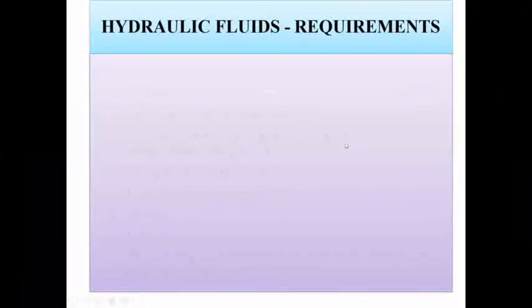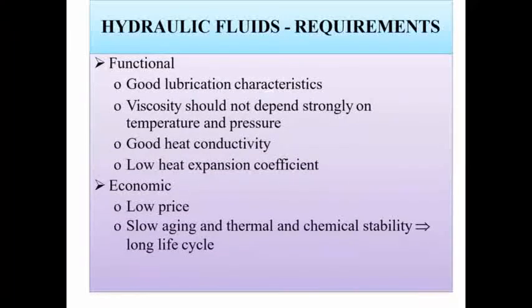Then this is again the hydraulic fluid requirements. What are the requirements of a hydraulic fluid? The first one is the functional requirement. It should have good lubricating characteristics. Then viscosity should not depend strongly on temperature and pressure. So the fluid used in a hydraulic system has good lubrication, and its viscosity should not vary strongly with temperature and pressure. Its viscosity remains the same. Then it has good heat conductivity.